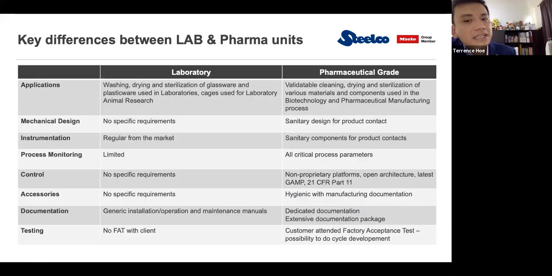So this is a summary of the key differences between a lab and the pharma unit. For example, in the lab.